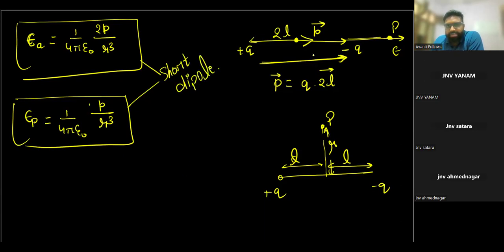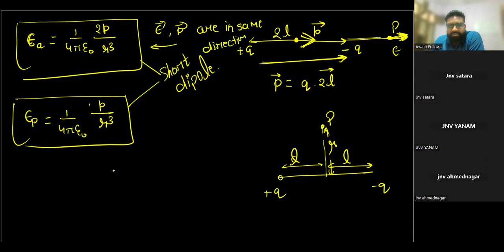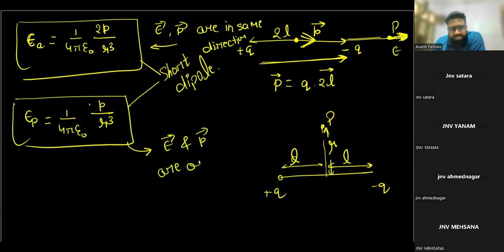Now, if you talk about the direction, in the axial position, the direction of the electric field will be the same as the direction of the dipole moment. So the electric field and dipole moment are in the same direction in case of axial. But in case of the perpendicular bisector, also called broadside on position, E vector and P vector are opposite. So this is what we studied.